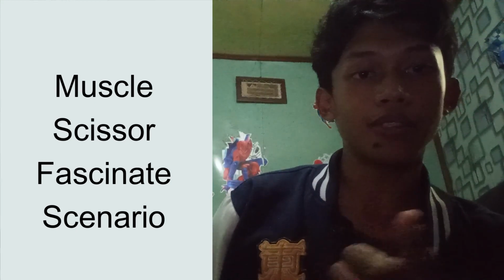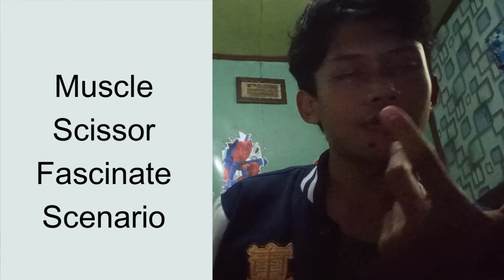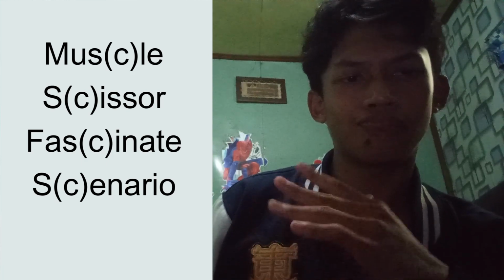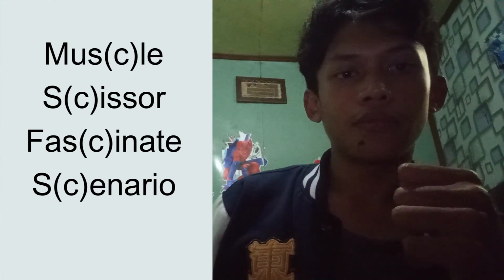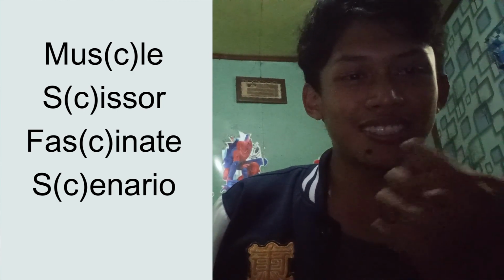The next is the letter C, which can be silent before the letter S. For example, muscle, scissor, fascinate, scene, and scenario. You can get rid of the C. You can't read it as mus-kle, it's not like that. So you can get rid of those.